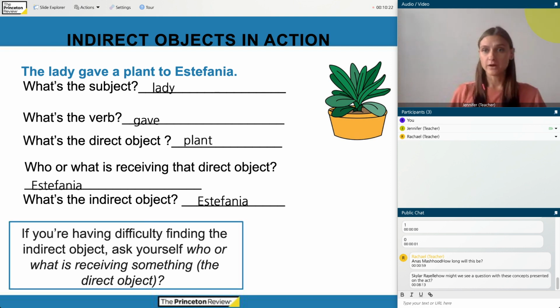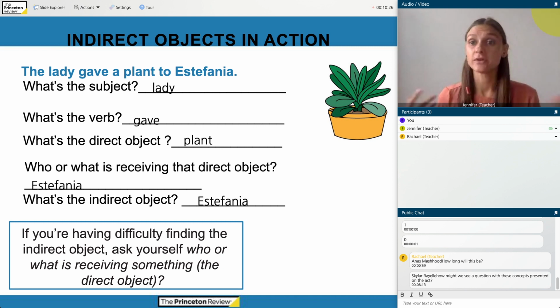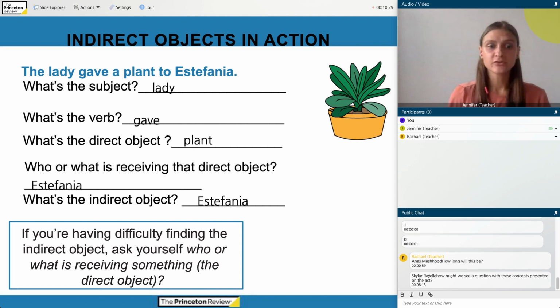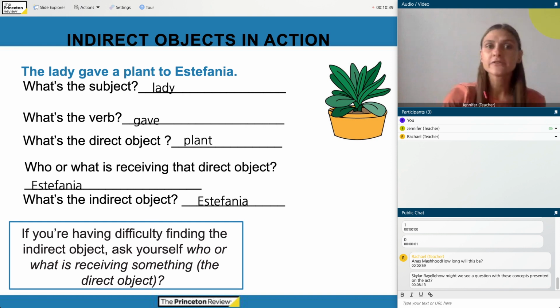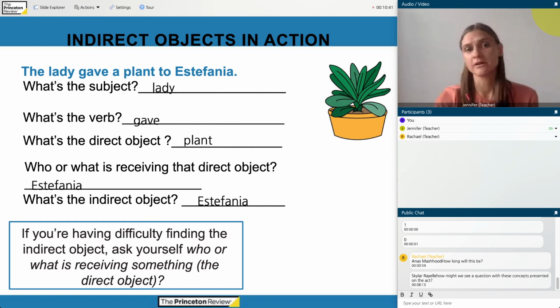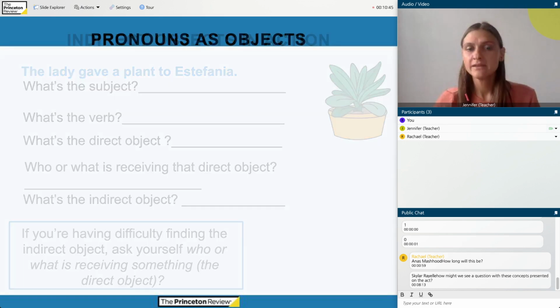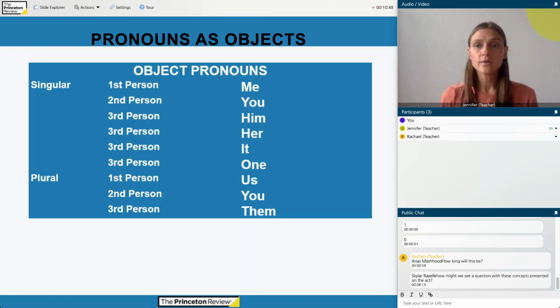Just as you have difficulty finding your direct object, you can ask yourself some things. Regarding the indirect object, ask who or what is receiving this direct object. All right, seems simple enough, right? Realistically, the ACT and SAT are probably not going to put it this straightforwardly. But what you might see tested is pronouns used as objects, and that's where it can get really tricky.